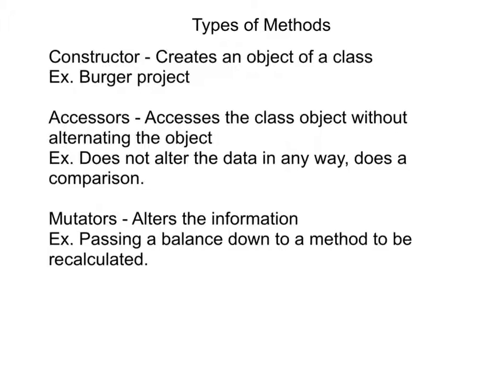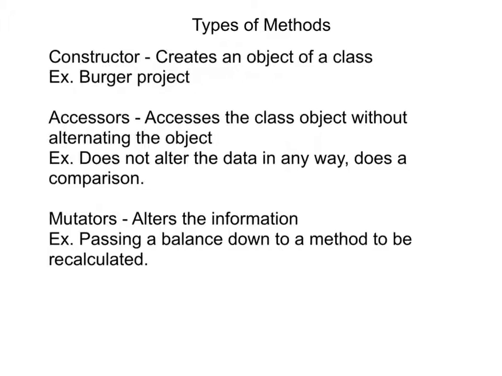Mutators, meanwhile, alter the information. That's the third one down here. So, for example, if we were doing something where we pass down a balance for like a bank account, that could then be recalculated and have that new number be returned. That would be an example of a mutator.